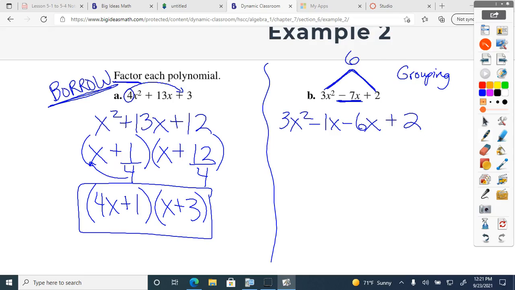Everybody with me so far? All I did was take my 2 numbers and change the middle term to -1x minus 6x, okay? Here's where the grouping part comes in. I'm going to group these first 2 and these second 2 together, and I'm going to factor them individually. In this first group, what do they have in common? X. So I'm going to take out an x.